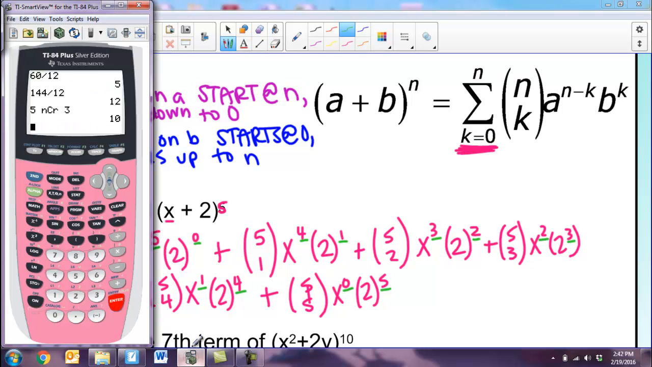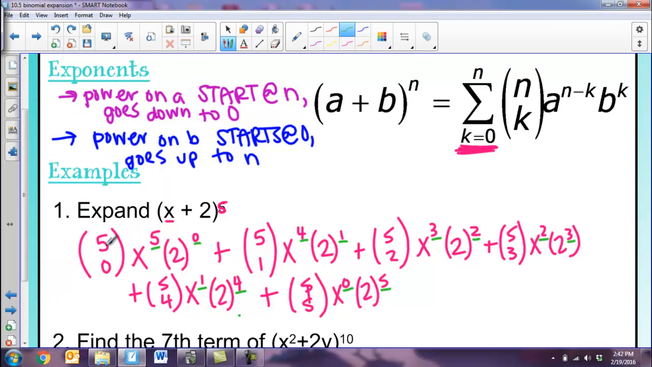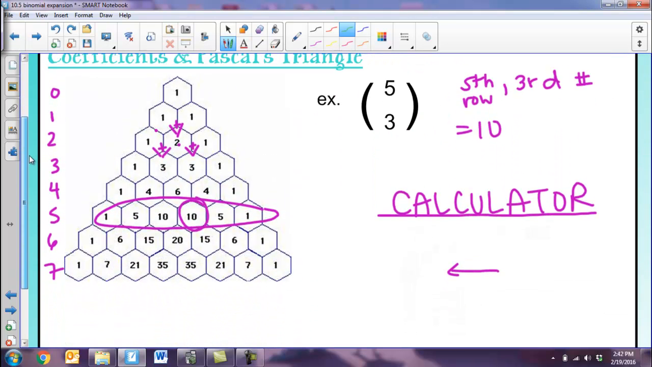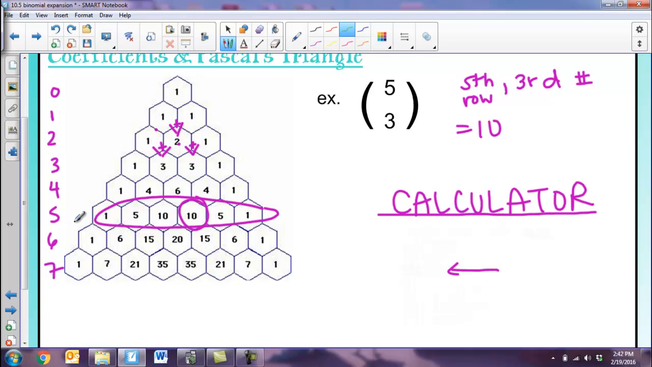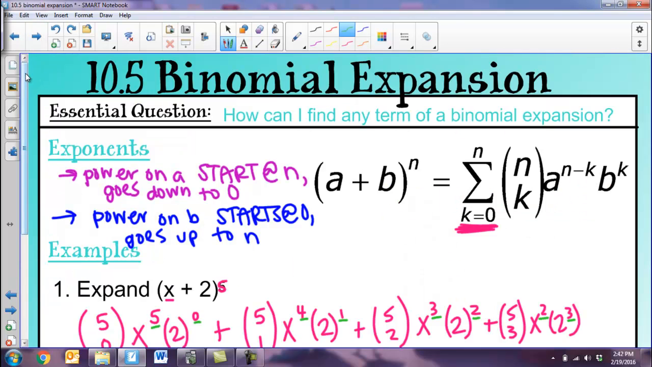So if I wanted to type this into my calculator, I'd do 5, math, over to probability, number 3, and then 0. And I find out that that's 1. Okay, so this whole number is just 1. I'm going to write it right here. Okay, and I can continue doing that in my calculator. The other thing you could do is you could look at Pascal's triangle. We have a fifth power expansion. We have 5, and so my coefficients would be 1, 5, 10, 10, 5, 1. Okay, or you can use that formula.